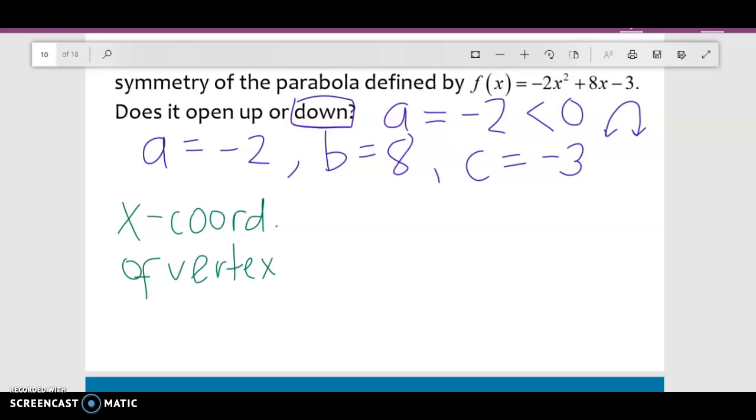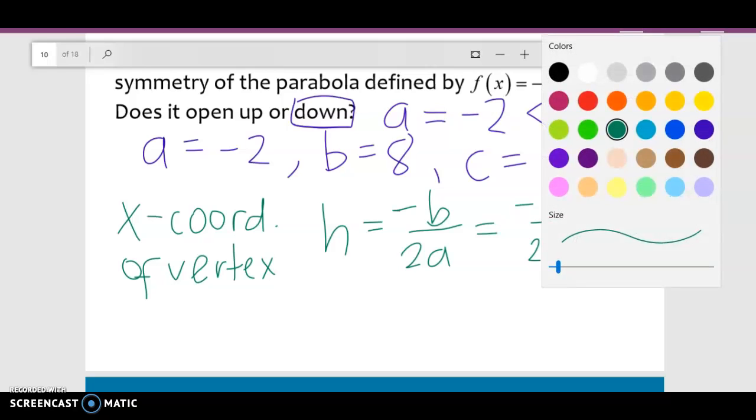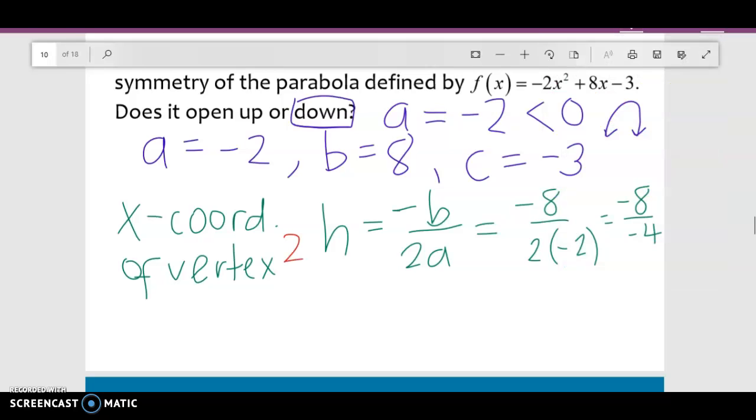All right, so we're going to use our formula here. We have h, which is the x value of our vertex, is equal to negative b over 2a. So we have negative b, negative 8 over 2 times negative 2. Okay, so that means we have negative 8 over negative 4, which means the x value of our vertex is 2. Okay, so that's the x coordinate of our vertex.